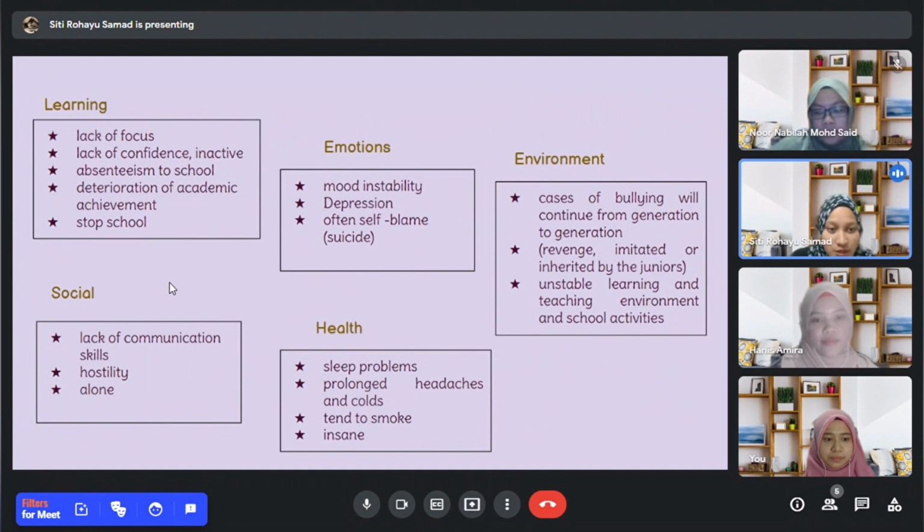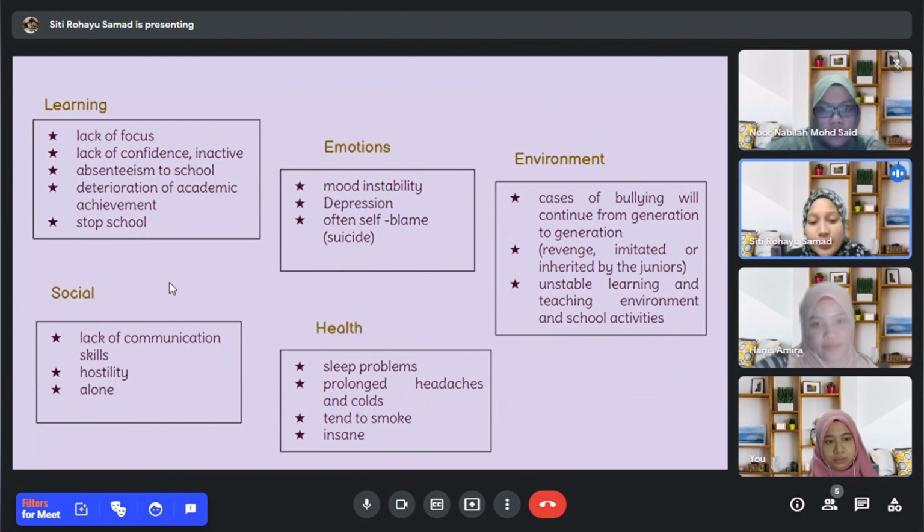This situation will lead to the problem of absenteeism from school due to being afraid and so on. And this situation will tend to the deterioration of academic achievement, and most chronically, they will drop out of school or stop school as these bullying cases become more prevalent.